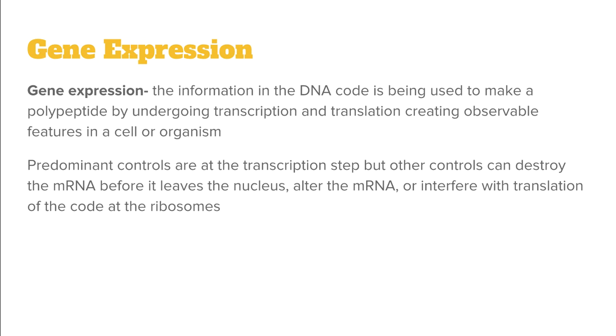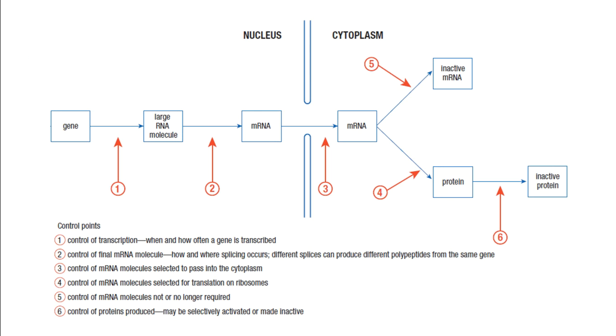So there are controls for gene expression at the transcription step mainly, but there can be other controls that alter the mRNA and what it does and whether those genes are expressed in a cell or an organism. So here we have an image of 6 control points which can control gene expression. The first is the control of transcription, and that can control when and how genes are transcribed.